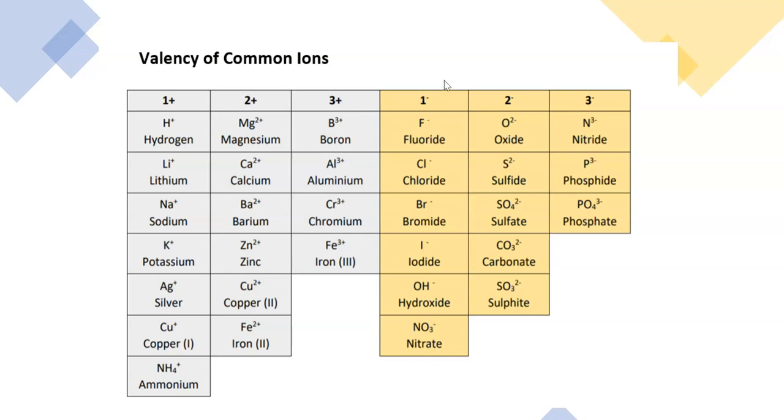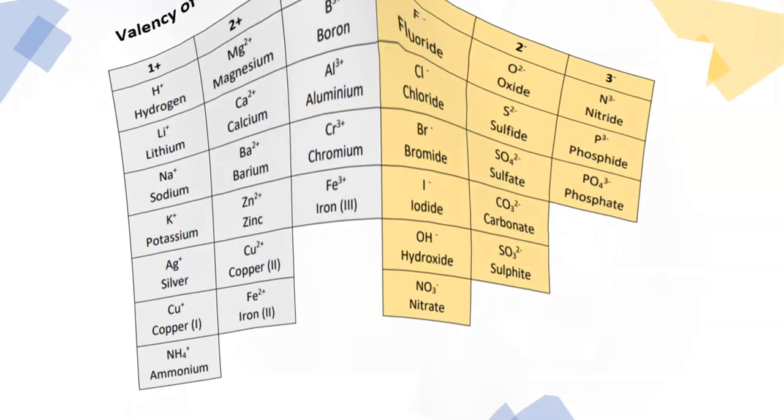Over here we've got our anions. So we've gained an electron. Here we've gained 2 electrons, and here we've gained 3 electrons. Okay, now these tables will come important when we start naming ionic compounds.